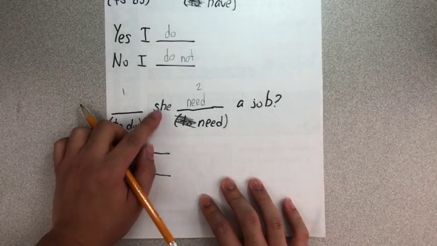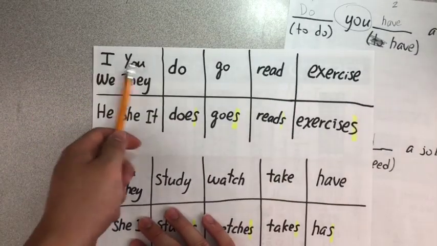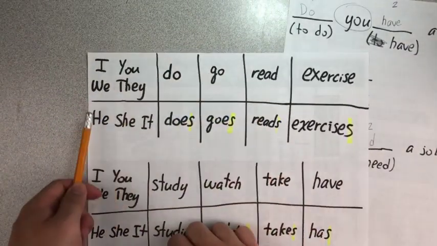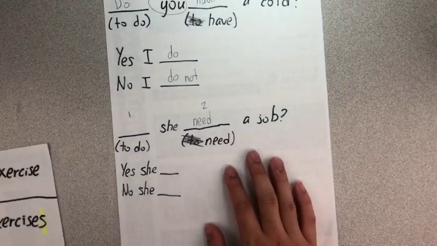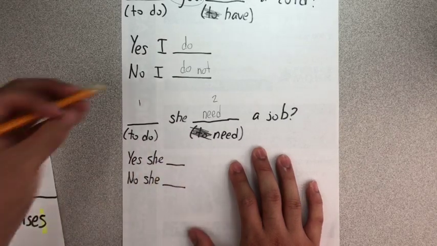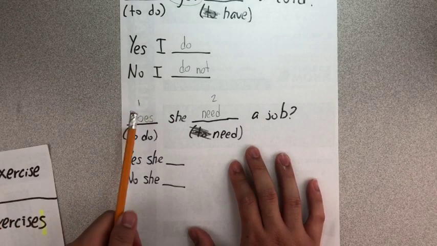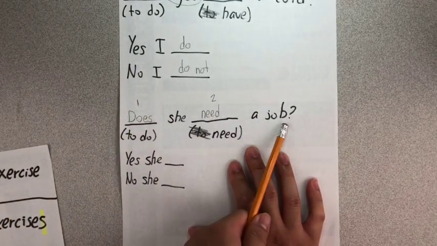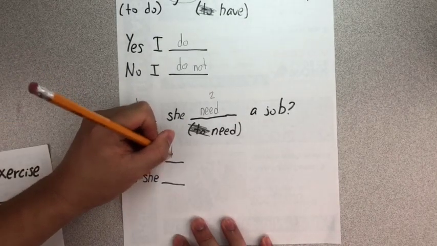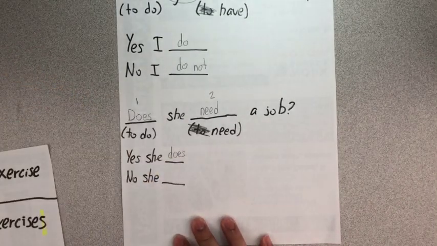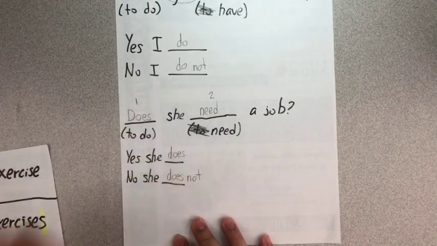To do with she. Well, let's see. I, you, we, they do. He, she, it does. So to do with she is does. Does she need a job? Yes, she does. No, she does not.